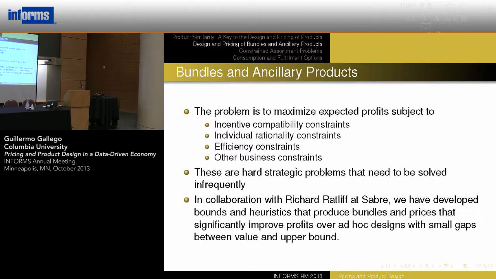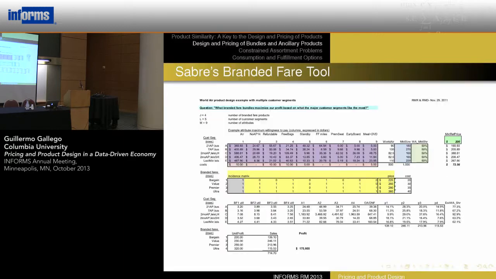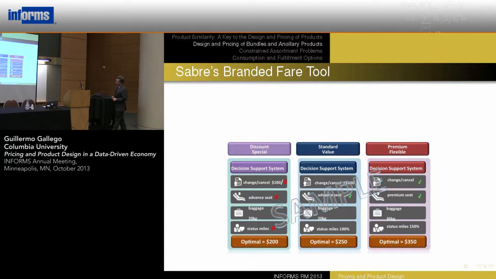Okay, I'm not going to show that to you, but I'm just going to show you the tool that Sabre has developed. And they're now offering this to several airlines.